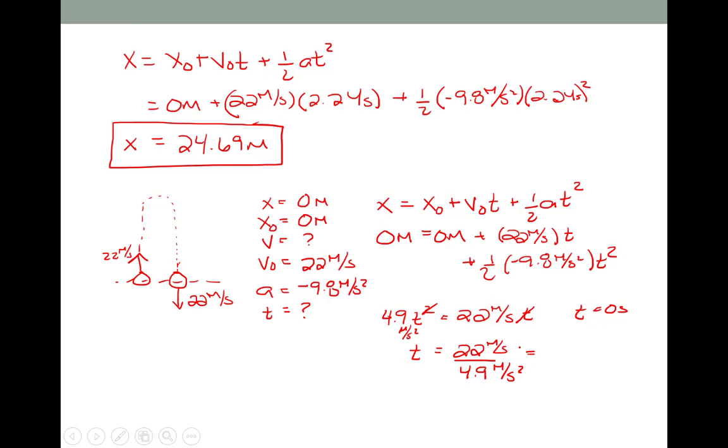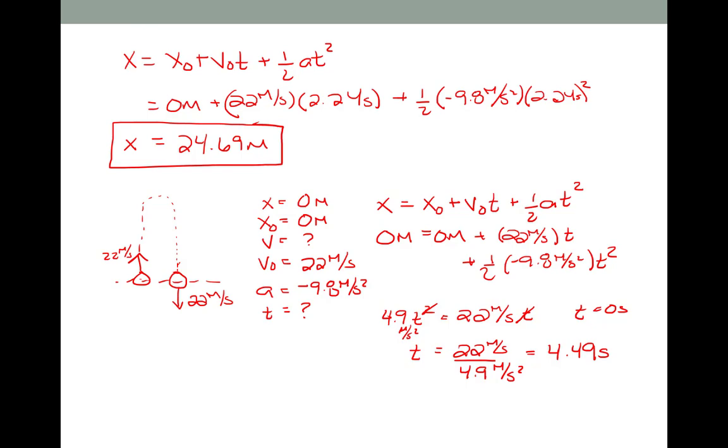And if I put that into my calculator, I get 4.49 seconds, which within round off error is double what we found for the time to go to the top. So that supports my statement that the time to the top, or from the bottom to the top, will equal the time from the top back to the bottom, as long as we have symmetry.